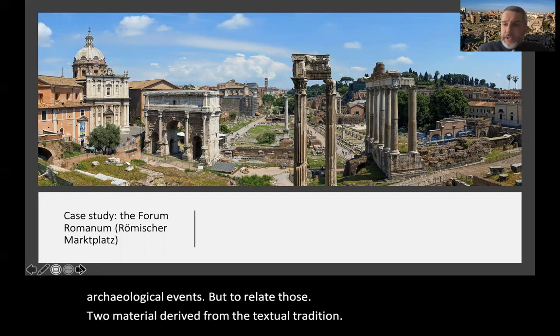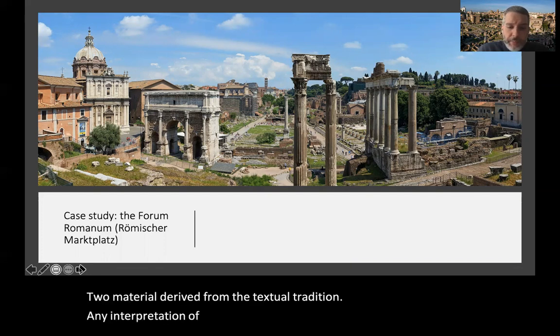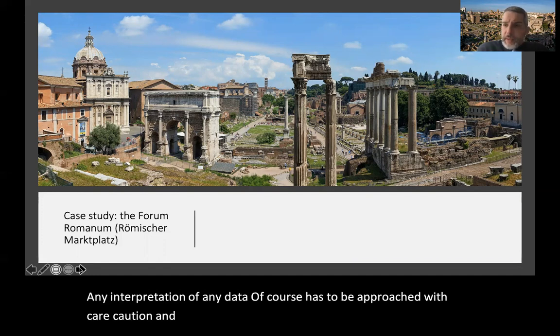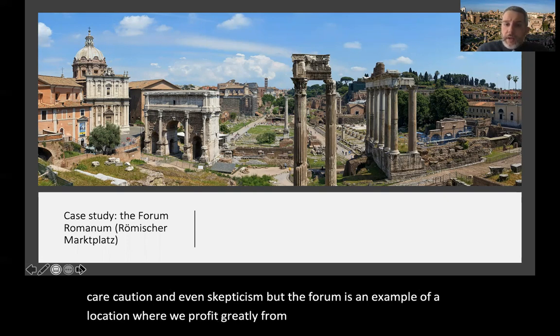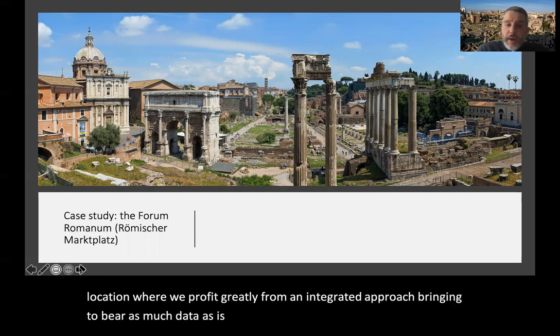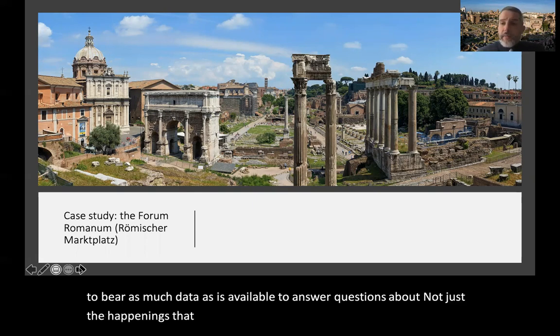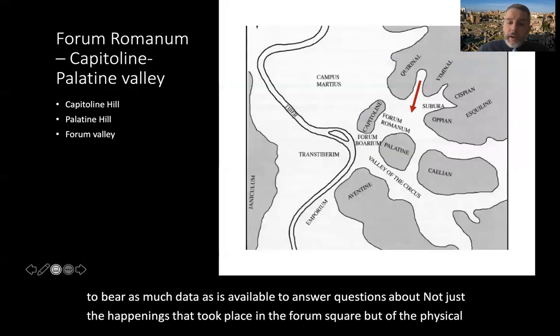Any interpretation of any data, of course, has to be approached with care, caution, and even skepticism. But the Forum is an example of a location where we profit greatly from an integrated approach, bringing to bear as much data as is available to answer questions about not just the happenings that took place in the Forum Square, but of the physical and urban development of the square itself.